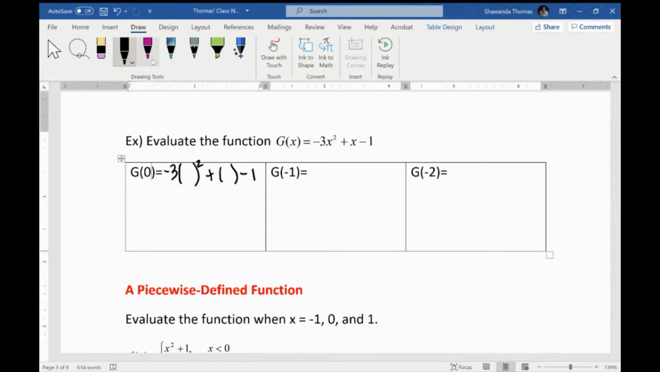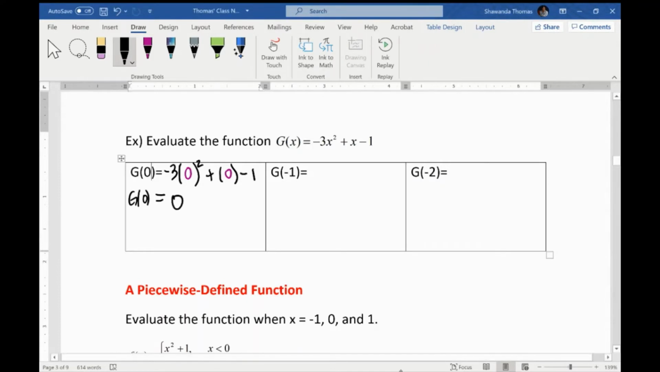That's all right. So we're going to plug in a 0 here and a 0 here. So G of 0. What about this first little part? What does negative 3 times 0 squared end up being? First little part: 0. Yep.